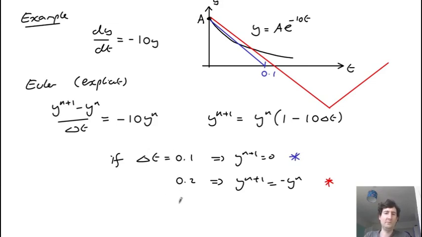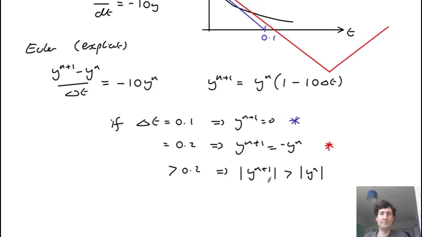And then if it's bigger than 0.2, then the magnitude of this becomes larger than 1. And in that case, the magnitude of y_{n+1} is bigger than the magnitude of y_n, although it will also change sign, but this will be unstable.